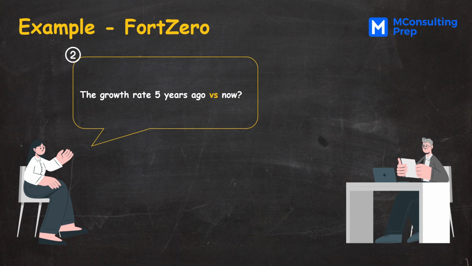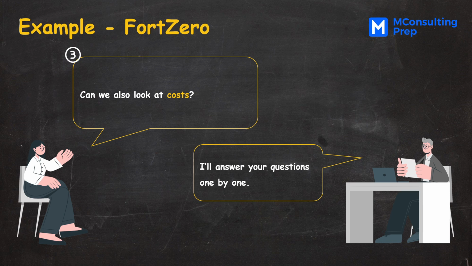I suppose not, because you did not mention them. Secondly, how big is the decline in revenue growth? Specifically, what was the growth rate 5 years ago, and what is it now? And lastly, for the objective of this case, do we just focus on revenue, or can we also look at costs? Because the way I see it, this is fundamentally a profitability concern. And in dealing with profits, we have to think about costs as well. Okay, I'll answer your questions one by one.